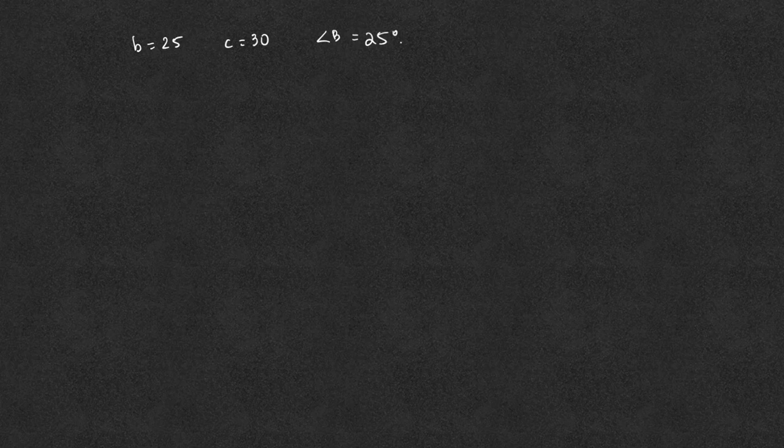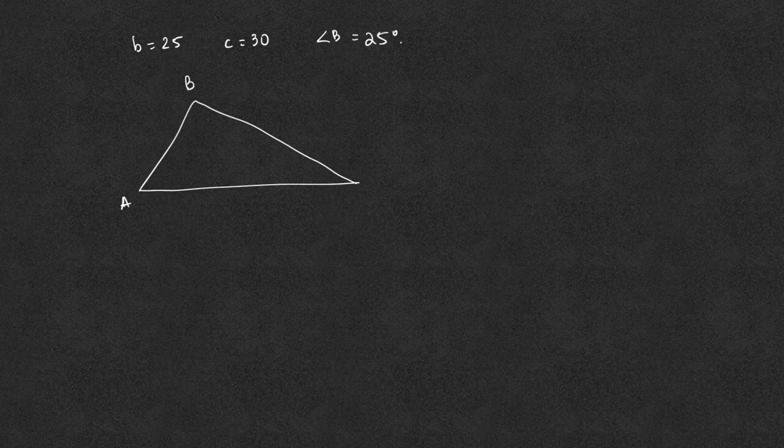Solve the triangle where b equals 25, c equals 30, and the angle B is 25 degrees. We always draw an arbitrary generic triangle. We don't assume that this is a right triangle. We then label A, B, C, not drawn to scale.